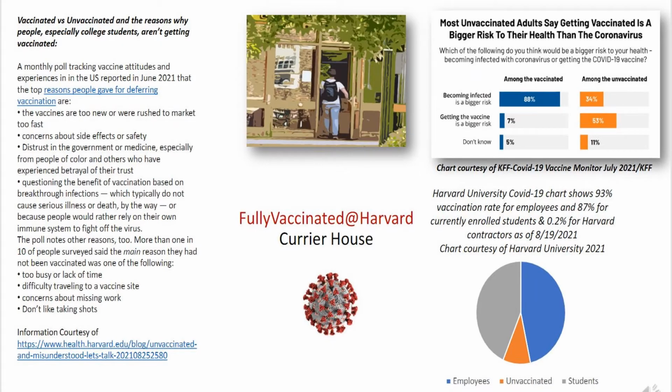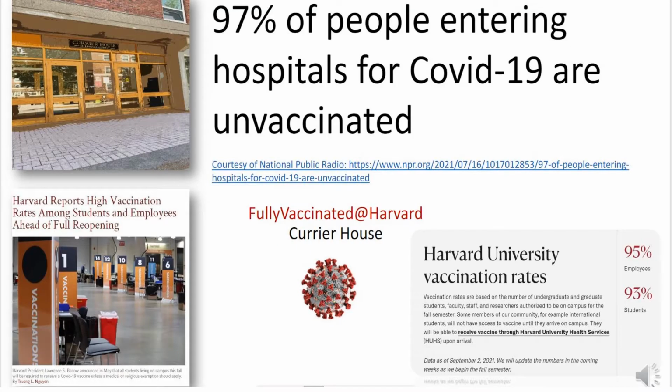So this was my project, again, fully vaccinated at Harvard, where I'm talking about vaccinated versus unvaccinated, and so on, and giving some statistics on what's going on with the virus, especially among college students at Harvard, for instance. And this project was a lot of fun because I worked there at Harvard. So when you see a sign that says 97% of people entering hospitals for COVID-19 are unvaccinated, that's a real number. And Harvard is on top of that. People really need to get vaccinated, but the statistics are already there.